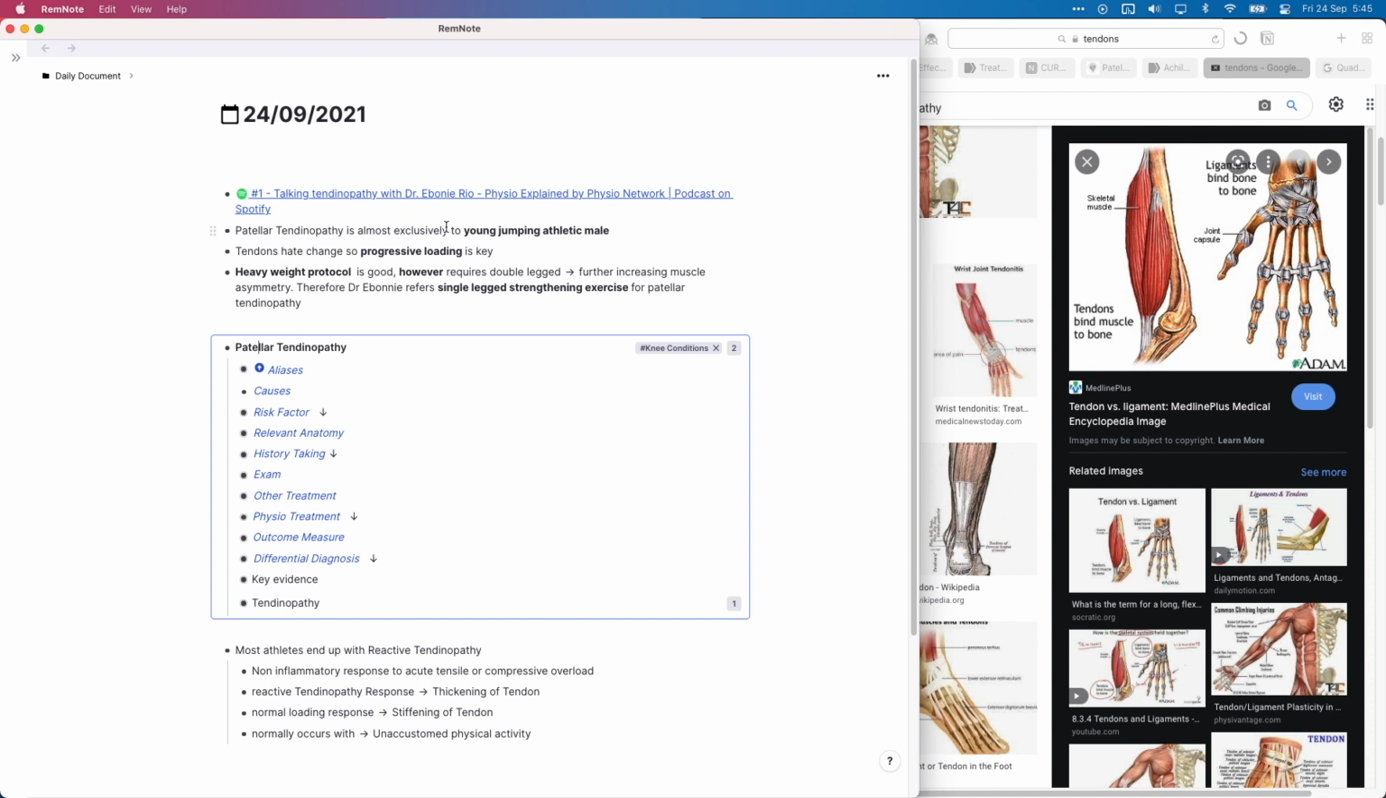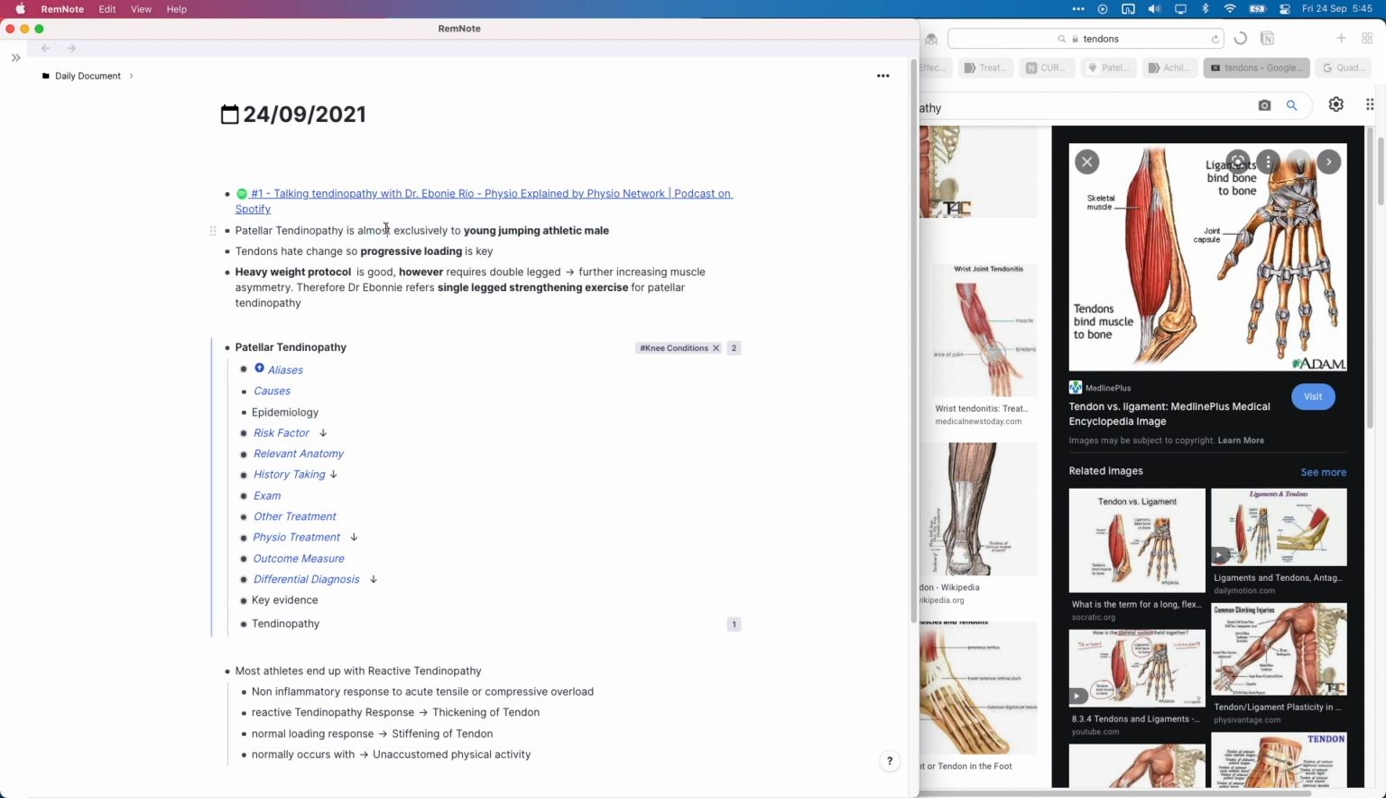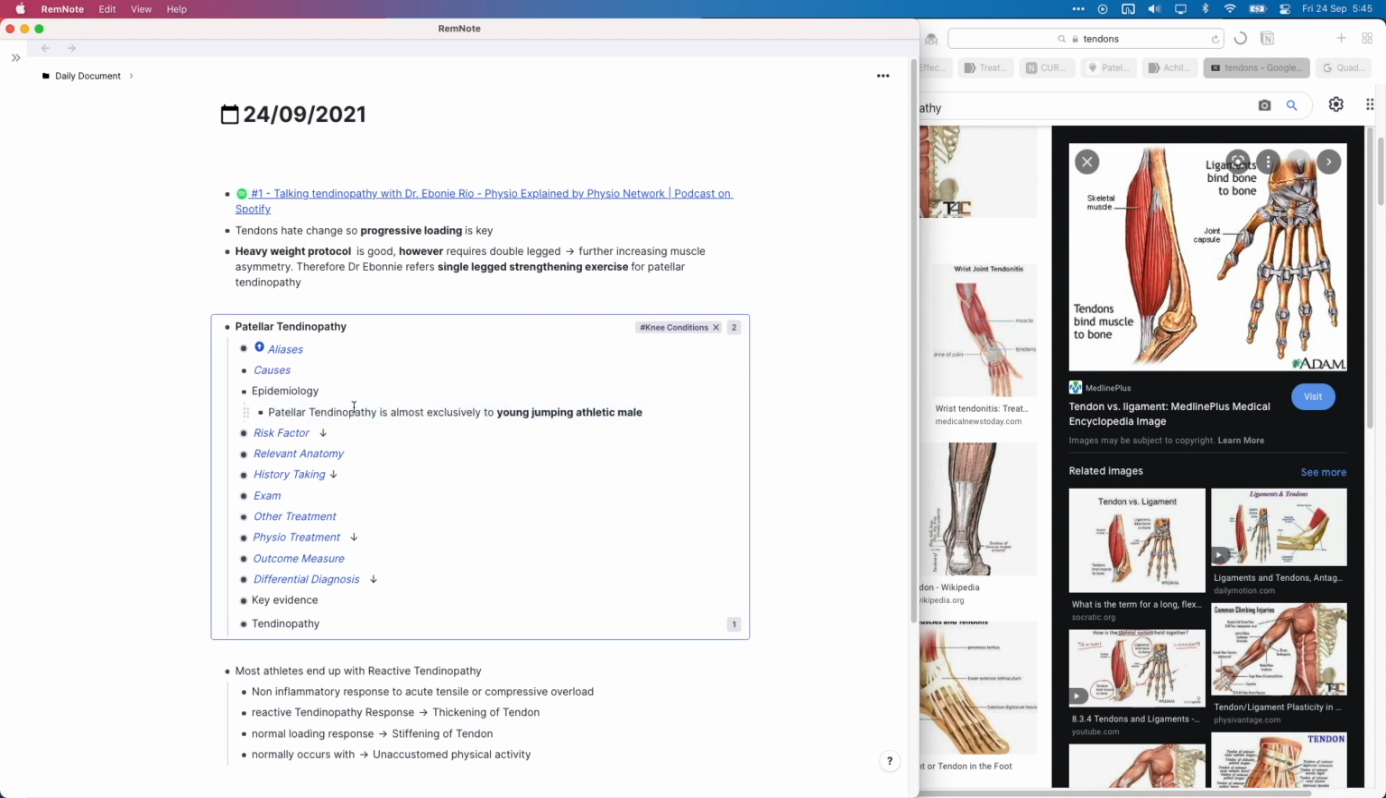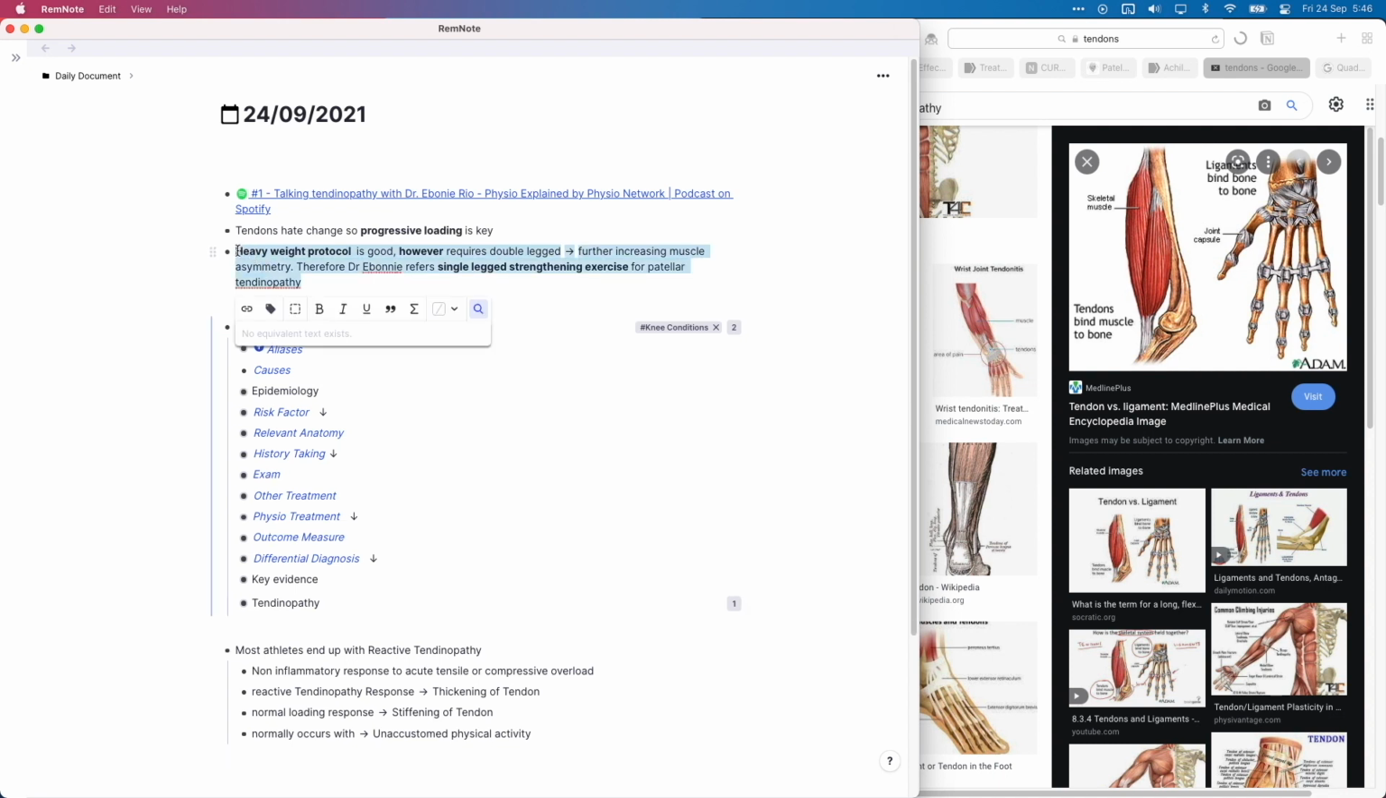Patella tendinopathy. Let's see what is worth looking at. These two parts are very important. Patella tendinopathy is almost exclusive to young, jumping, athletic males. Let's see where this can fit. Most likely it doesn't fit in anywhere. Yeah, I think this goes under epidemiology, so I would just drag this in here. It makes sense that patella tendinopathy is almost exclusive to young jumping athletic males. One part is that a lot of jumping sports are mainly dominated by males. Also, males tend to do very silly things and start jumping off places where we shouldn't, causing a lot of stress on our tendons. So this is just pure statistics.